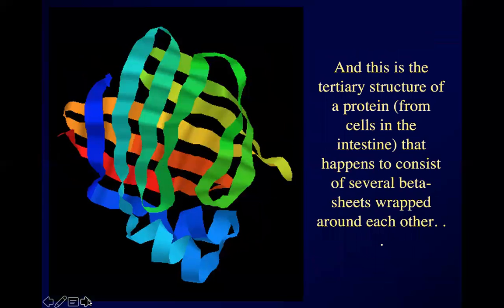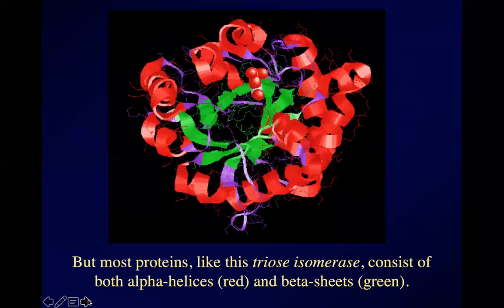This is a protein made by cells in the intestine that's made mostly of beta sheets. The way it's diagrammed here, it looks like an extremely colorful ribbon. That ribbon represents beta sheets of amino acids. And then this is one that actually has both. Don't worry about what this thing does. It's called triose isomerase.